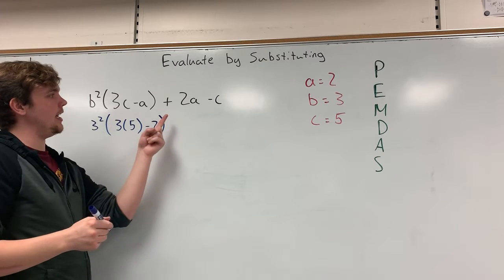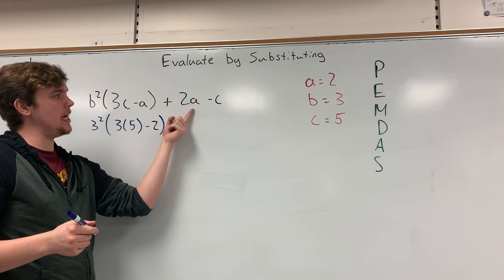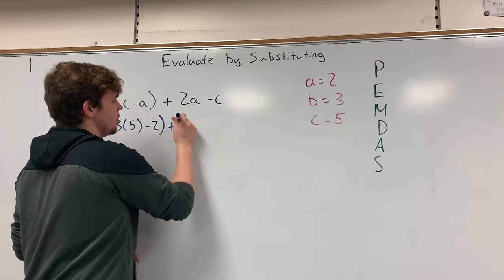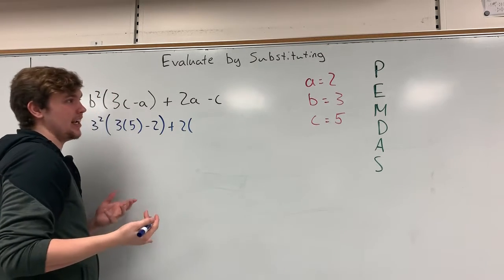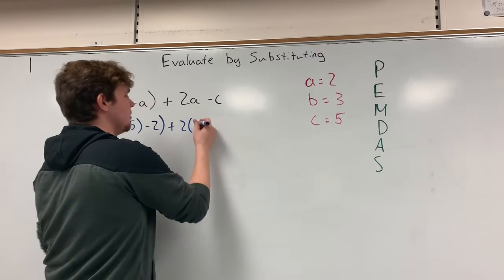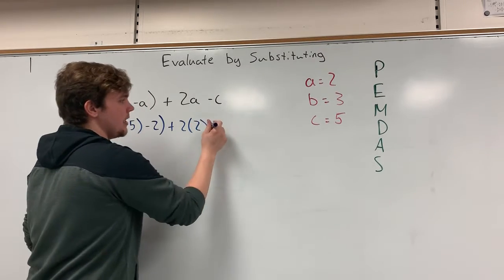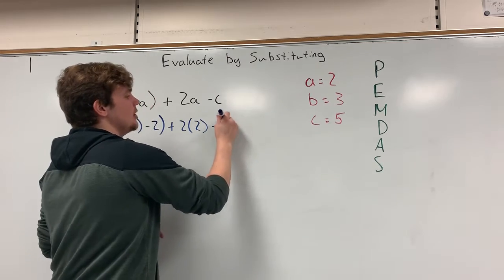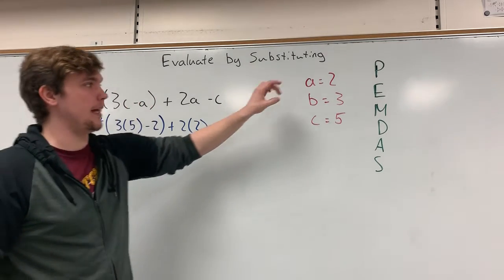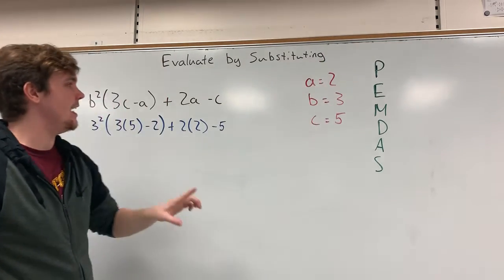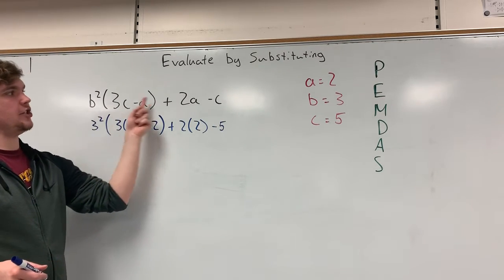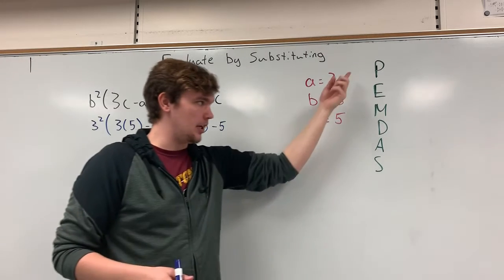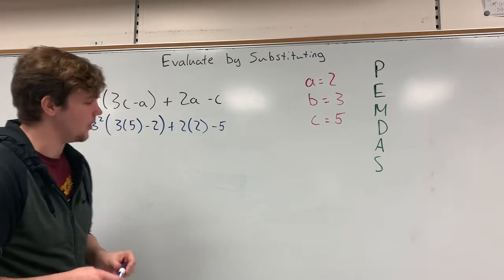Okay, and then now I have a plus 2a minus c. So let's do a plus 2 times, what is a? Well, a again is 2, 2 times 2, and then minus c is 5, okay? So I went ahead and I took all of my known values for a, b, and c, and I substituted them into this rather long expression, and now I'm going to start using my order of operations and simplifying, okay?